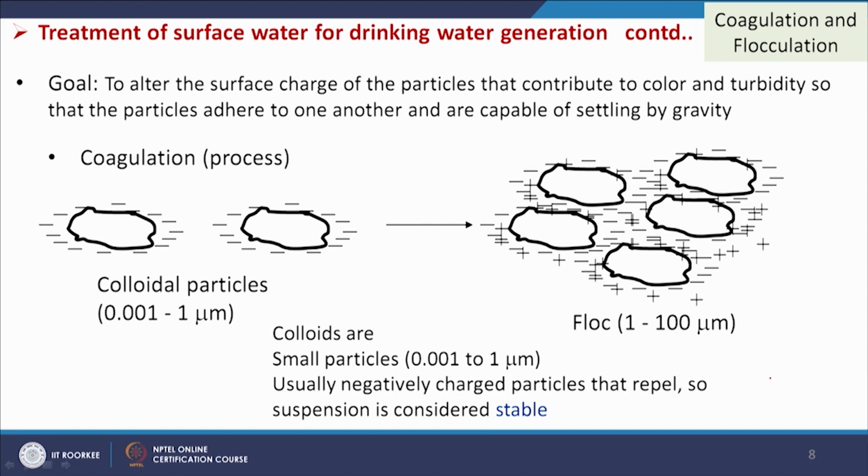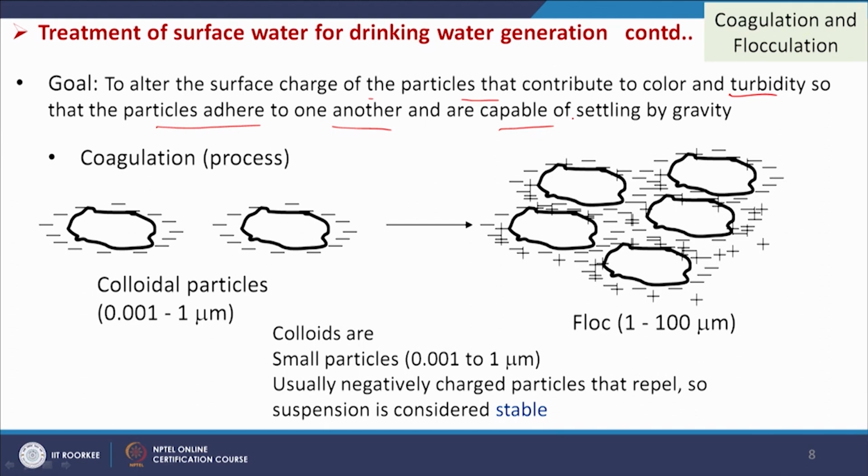Now, coagulation and flocculation is an important part of the treatment of surface water, as we have mentioned. So, what are those methods? Let us see. The goal of this method is to alter the surface charge of the particles that contribute to color and turbidity, so that the particles adhere to one another and are capable of settling by gravity.